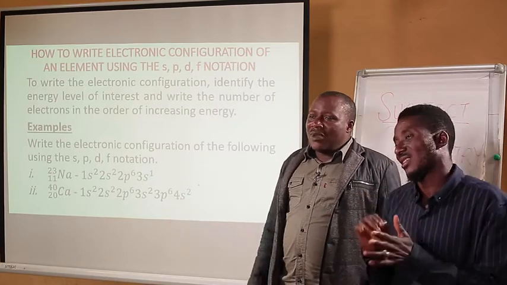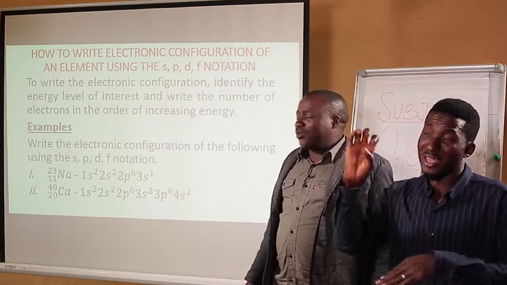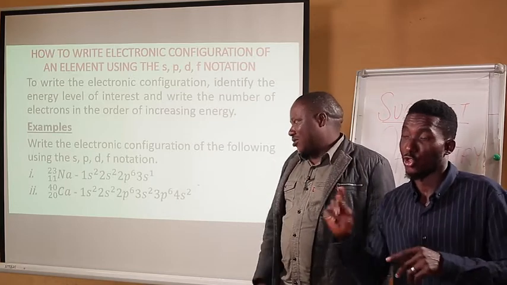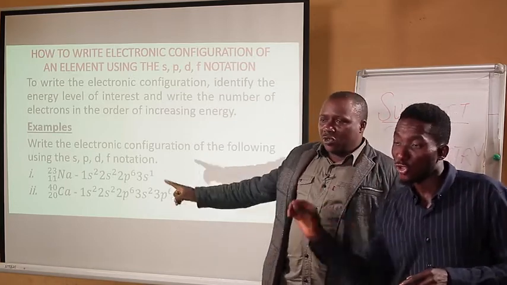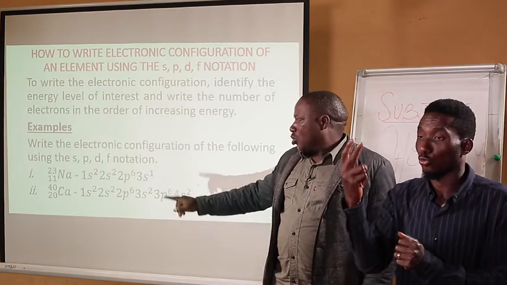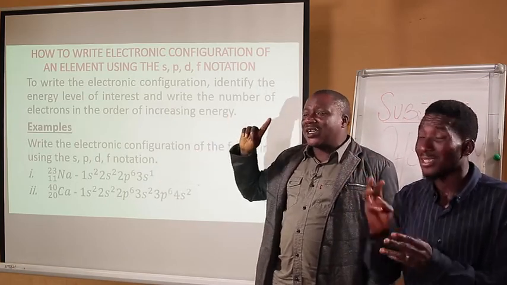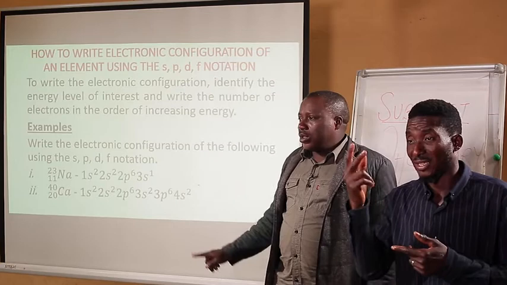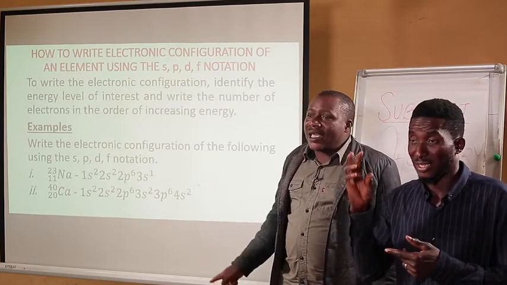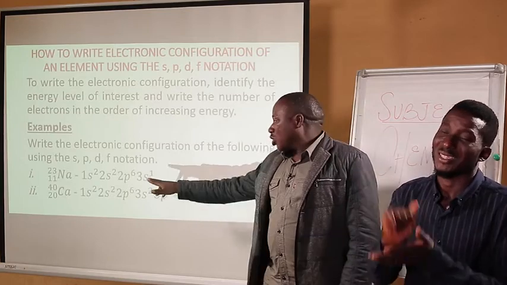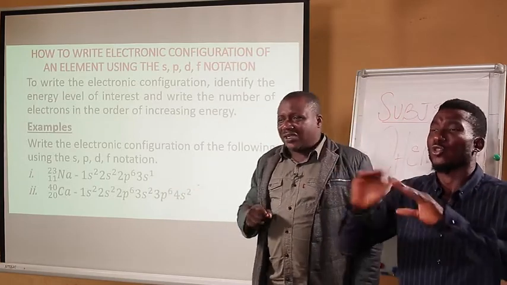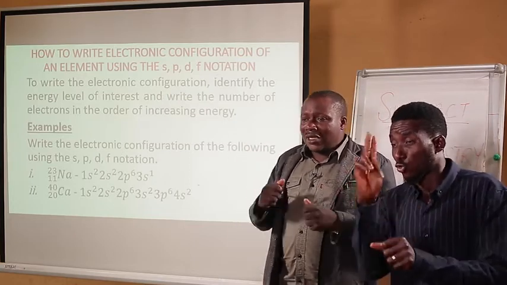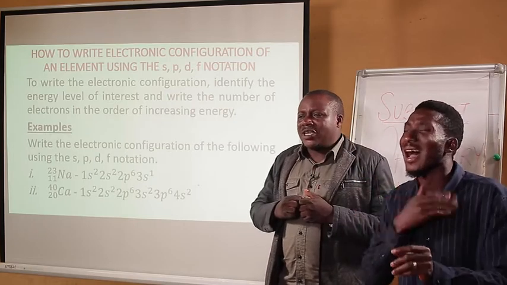Another example, imagine you are given an element like calcium, and they want you to write the electronic configuration using the SPDF notation. You agree with me that you start with 1s2, 2s2, because that's the maximum number of electrons that s can carry. You go to 2p6, 3s2, 3p6, and 4s2. That gives you a total of 20. Don't forget, whenever you want to write the electronic configuration of an element, you make use of the atomic number and not the atomic mass.